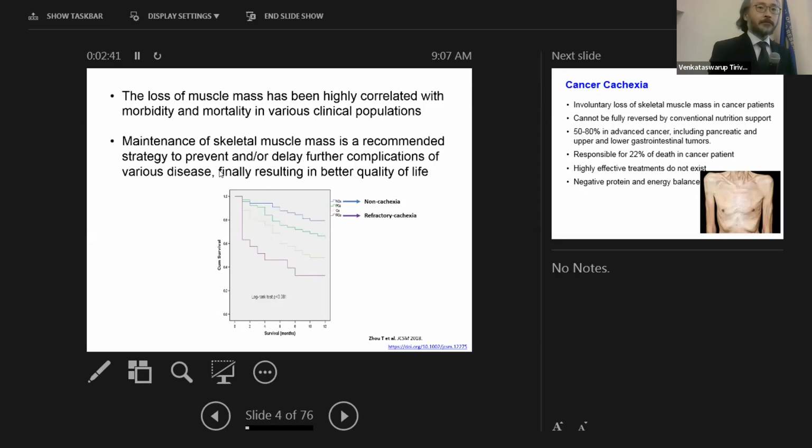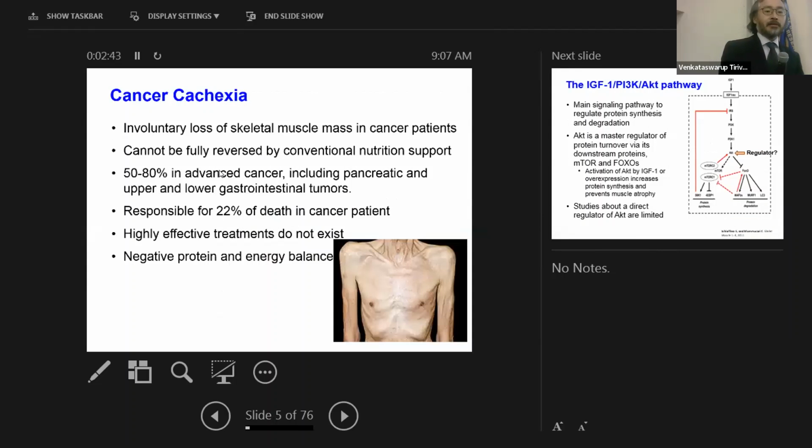Cancer cachexia is involuntary loss of skeletal muscle mass in cancer patients, which is not fully reversed by traditional nutritional support. It's been known that about 50 to 80% of advanced cancer patients eventually get cancer cachexia, and these cancer types include pancreatic and lower and upper gastrointestinal cancers. Cancer cachexia is responsible for 22% of deaths in cancer patients. So they do not die because of the cancer, but because of the loss of muscle mass.